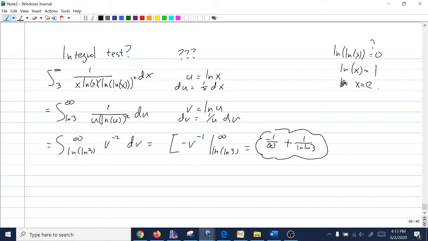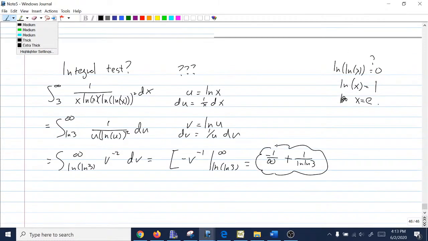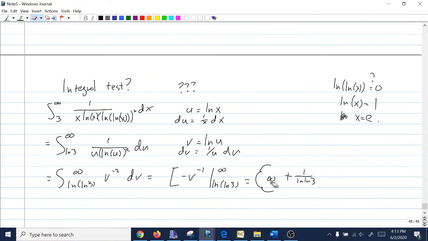Saying that this thing equals negative 1 over infinity is not the correct way to do it. It's a limit at infinity. I guess I'll go ahead and write the correct way out, since that's what I'm supposed to be doing with these examples. This is a limit as b, or capital B, goes to infinity of negative 1 over b minus negative 1 over ln 3, which equals 1 over ln 3, which in particular is not infinite.